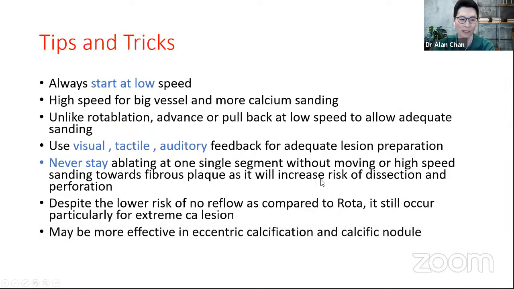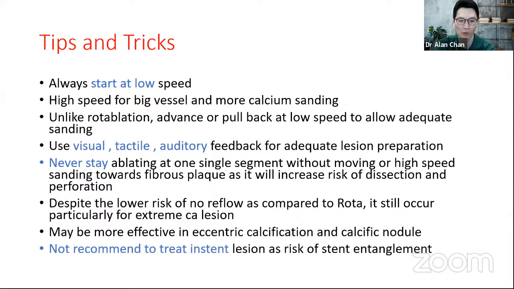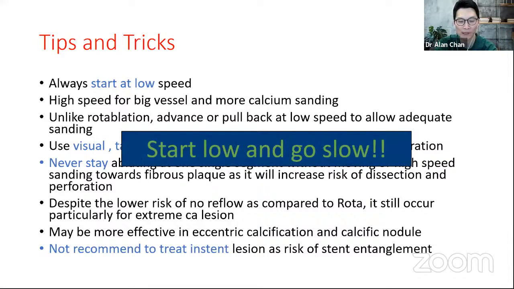What we needed to say is that we encounter a lot of scenarios, and it's supposed to be more effective in eccentric calcification and calcified nodules. Of course, it all depends on where the bias is, as dictated by the OCT. Never treat an in-stent lesion with orbital because there is a higher risk of stent entanglement. So the keywords: start low and go slow.